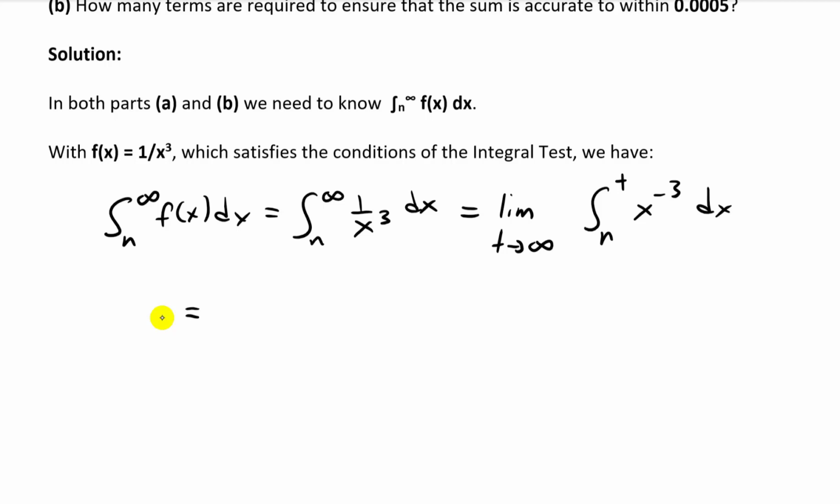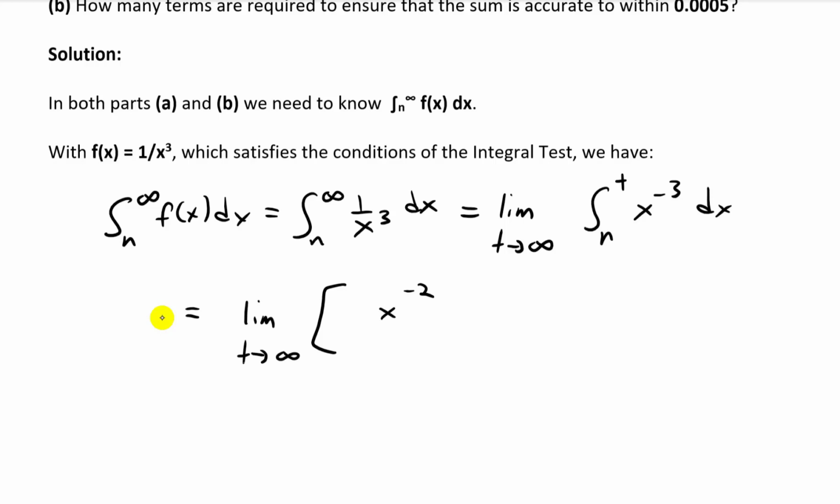So we have this here. Recall the integral is an antiderivative. In other words, to get this, before it used to be x to the power of negative 2, a higher power by 1. So this is going to be equal to the limit as t approaches infinity, put this in brackets, we're going to have x to the negative 2.